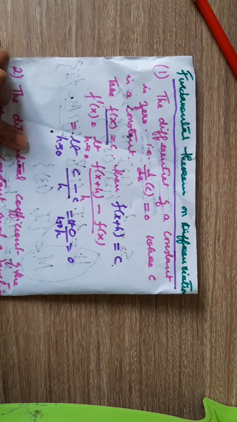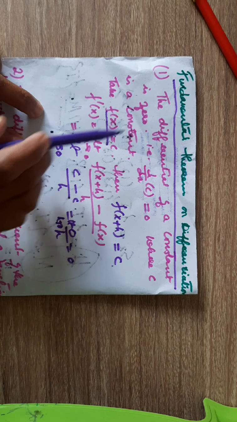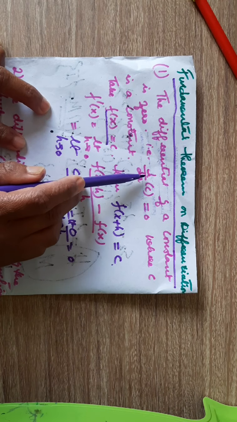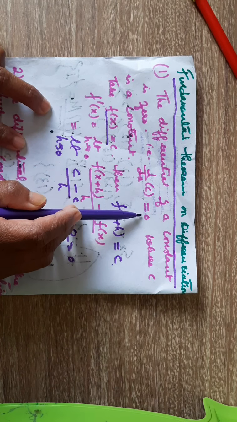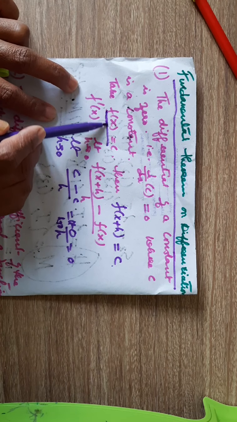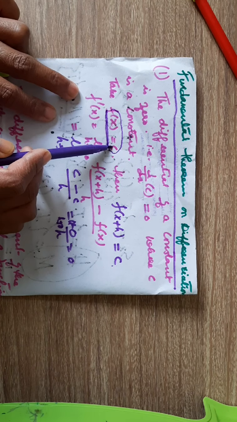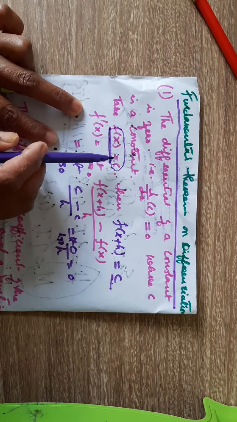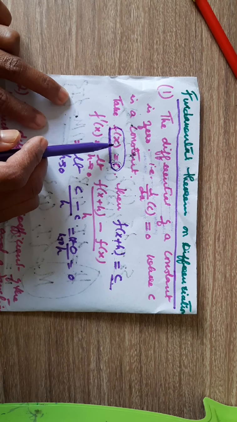Fundamental theorem on differentiation. So the first term is this one. The differential for a constant function is 0. That is, the derivative of a constant number is equal to 0. So for this one, you take f(x) is equal to c. Then what is f of x plus h? Also it will be c, because this function does not depend on x.